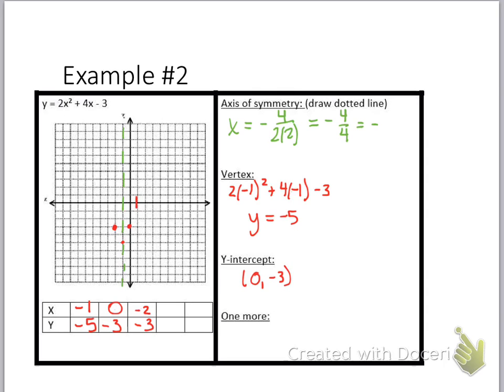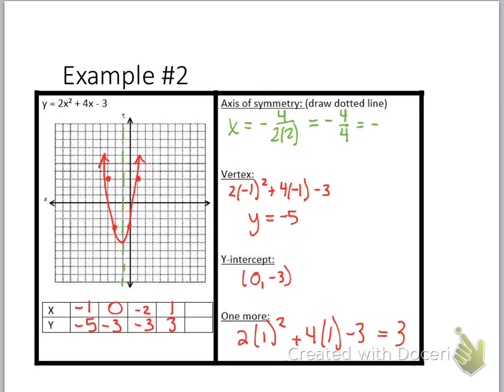An easy one would be to use x equals 1. So let's plug in a 1 into our original equation and solve for y, which gives us 3. So I have the value 1, 3. So on my graph at 1, 3. That's 2 spaces away from the axis of symmetry, 2 spaces away from the axis of symmetry. Connect it together with a nice smooth U-shaped curve.